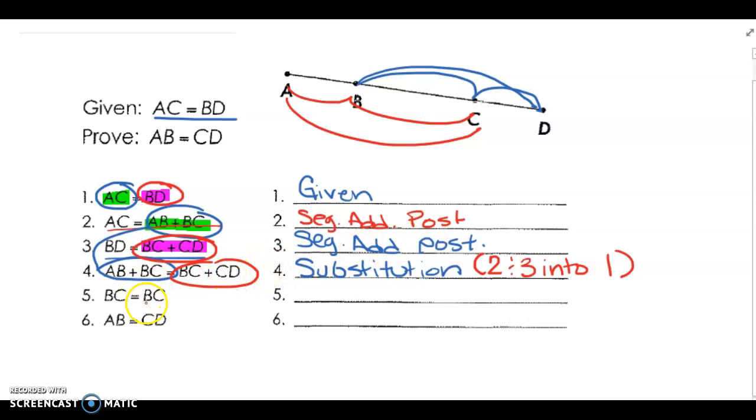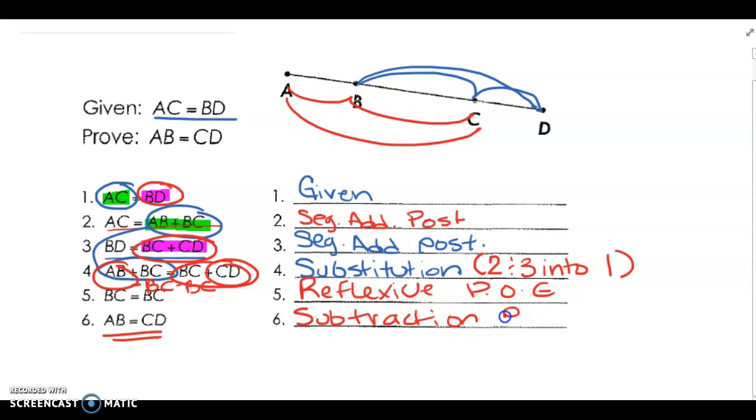Okay, guys, BC equals BC. Well, you should know that. That is the reflexive property of equality. And the reason I did that is because here, if you subtract BC from both sides, you're left with AB equals CD, which is right here. So this is the subtraction property of equality.